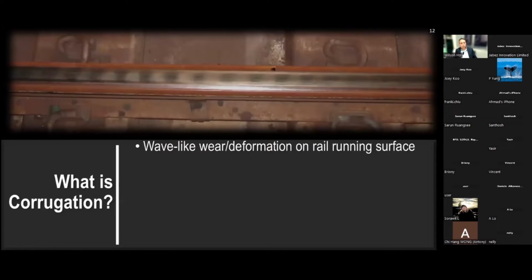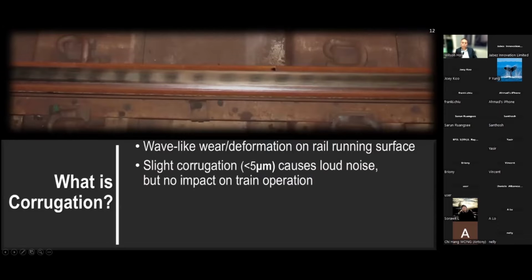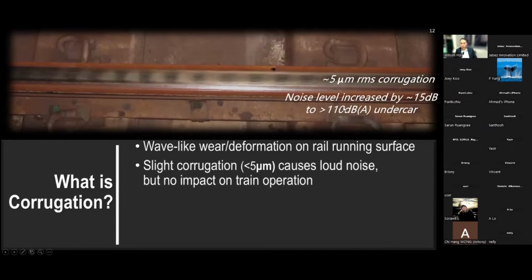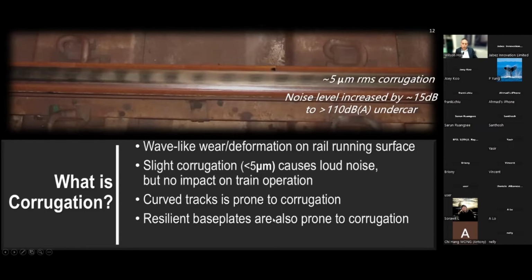What is corrugation? It is a wave-like wear deformation on the wheel running surface. Slight corrugations, such as 5 micrometers, cause very loud noise, although they have no impact on the train operation. But it increases the noise level by 15 dB, making the undercar noise level higher than 110 dBA. A curved track is easier to have corrugations. We also found that resilient base plate track is also more prone to this type of corrugation around 500 Hertz.